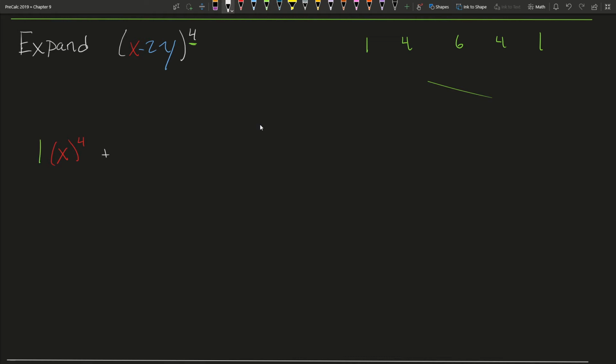And then it'll be plus 4 x to the third times negative 2y, plus 6 x to the second times negative 2y to the second, plus 4x times negative 2y cubed, plus negative 2y to the fourth.